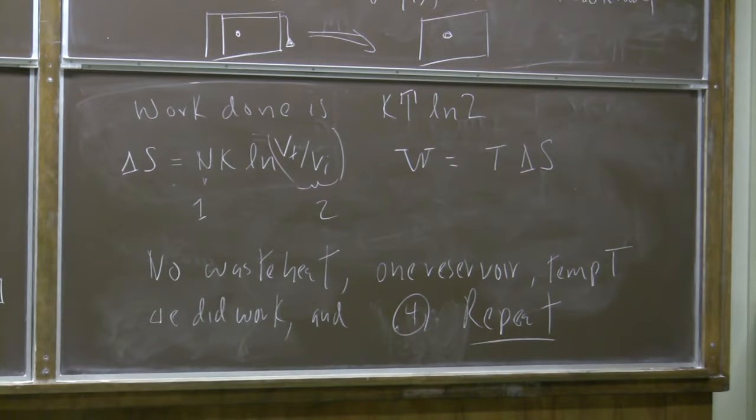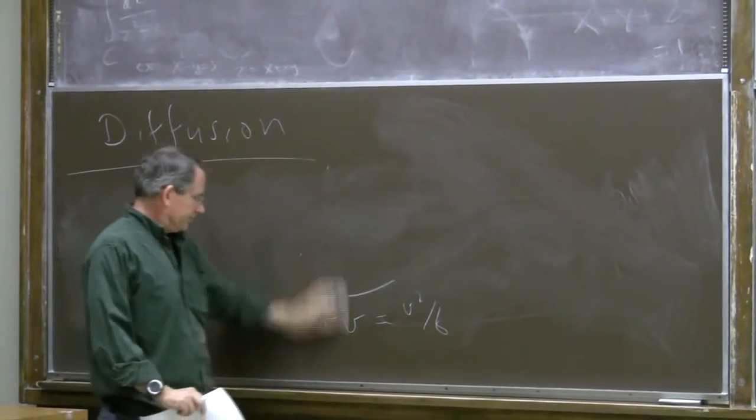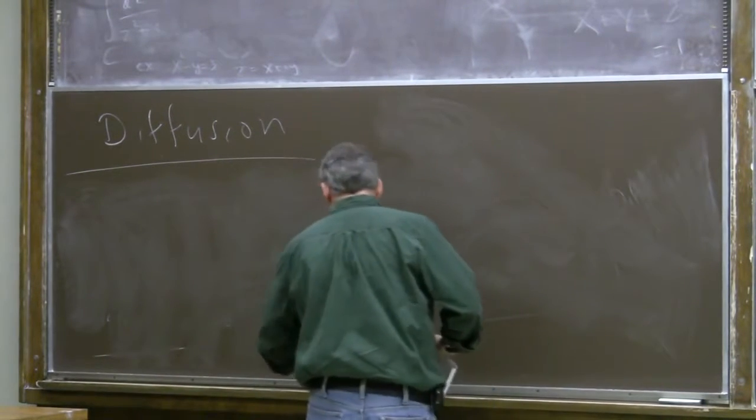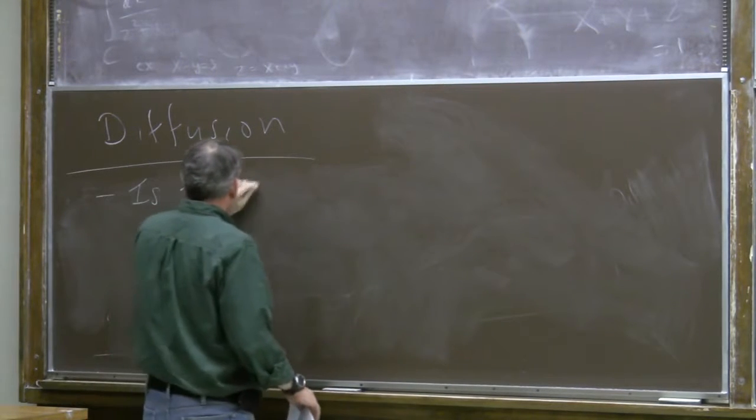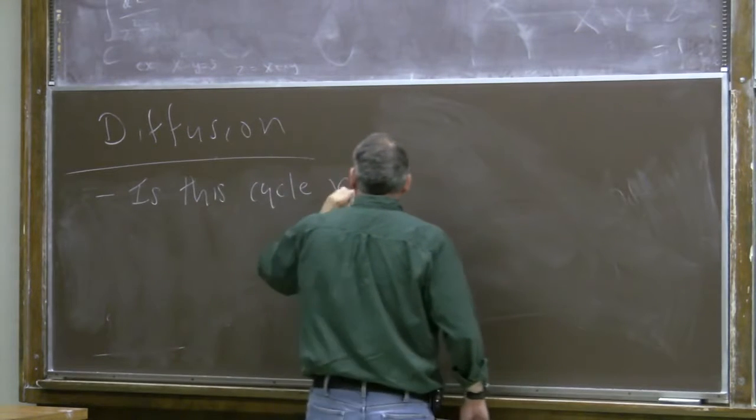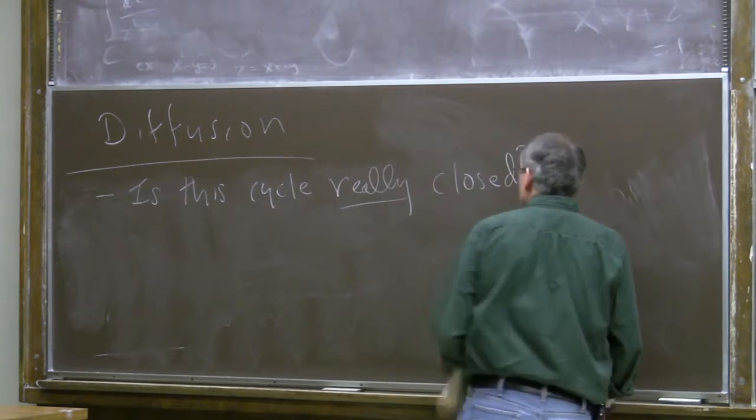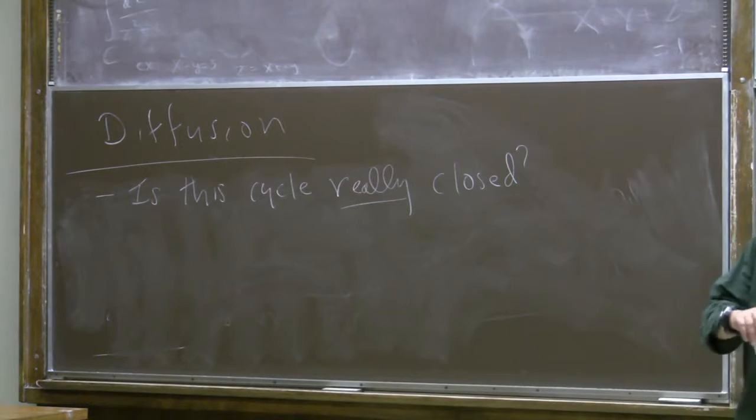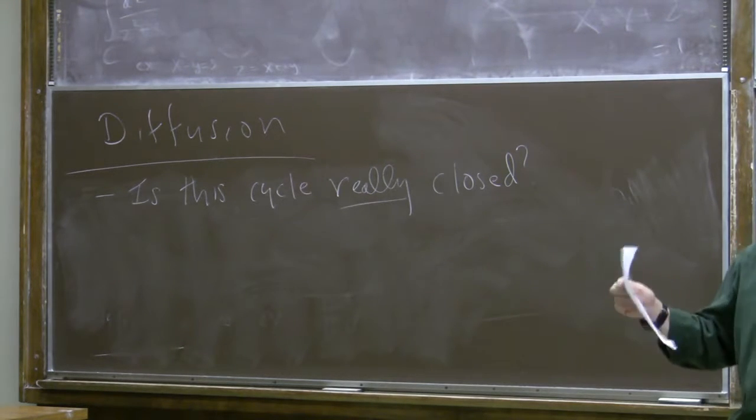Well, what we should always ask when confronted with a heat engine or refrigerator that seems to do paradoxical things is: is this cycle really closed? Is everything the same at the end of the cycle as when we began, or has something changed that we need to keep track of when we run the cycle over and over again?